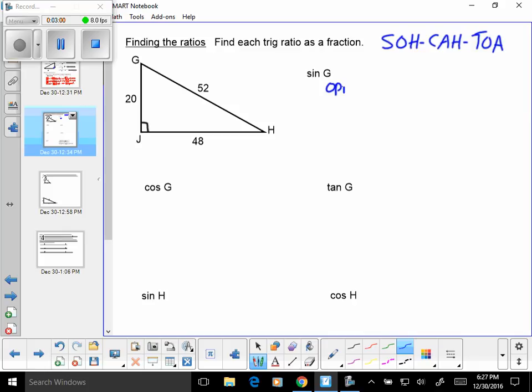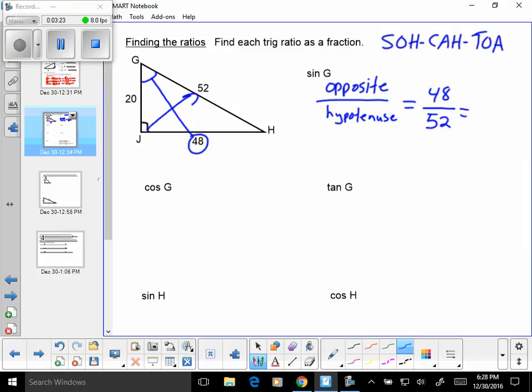That's going to be opposite over hypotenuse. If I'm at angle G, my opposite is 48. The hypotenuse is always across from the right angle, so that's going to be 52. And then I reduce them to lowest terms. Dividing by 4, I will get 12 over 13.